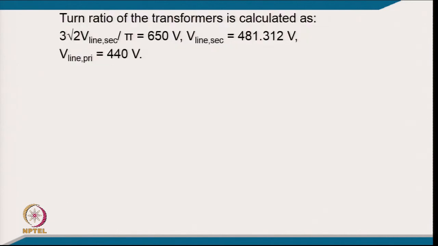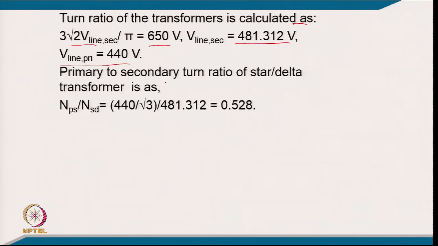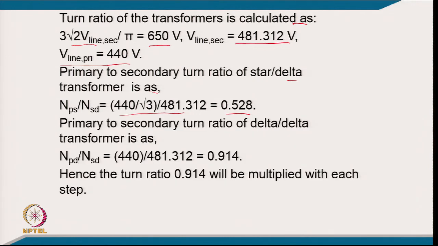And the turns ratio of the transformer can be calculated, because now in terms of line voltage, this is the DC link voltage. So, we can find the line voltage 481.312 RMS, and the supply primary side is 440 volt. So, we can find the primary to secondary turns ratio of the star delta transformer from this primary and secondary voltage. So, it comes 0.528, and the primary to secondary turns ratio of the delta delta second transformer, it will be this voltage. So, it is 0.914, and hence the turns ratio of 0.914 will be multiplied with each step.